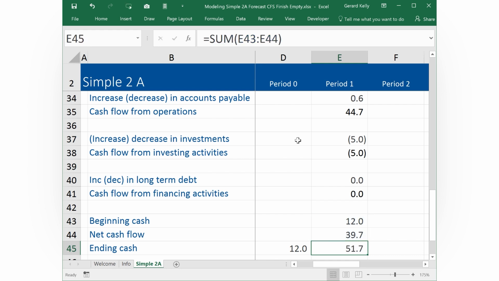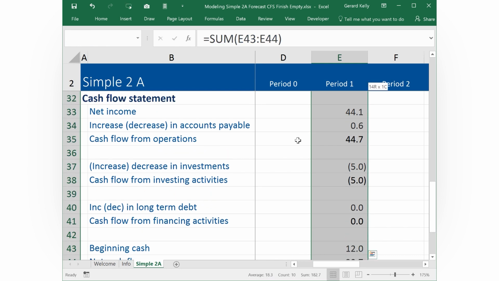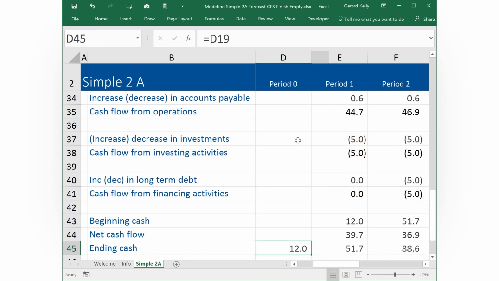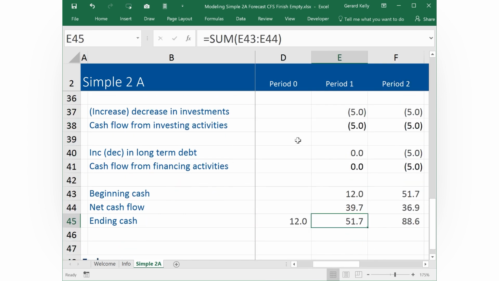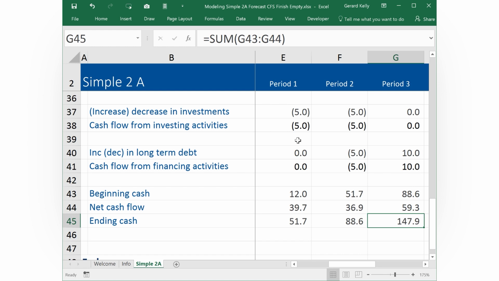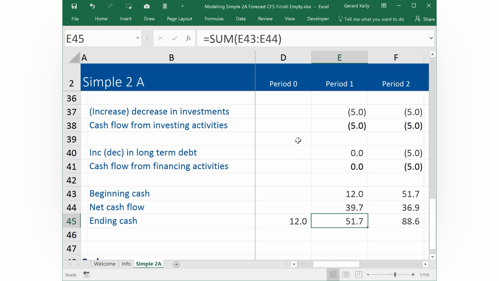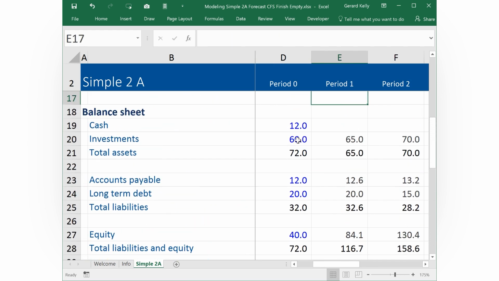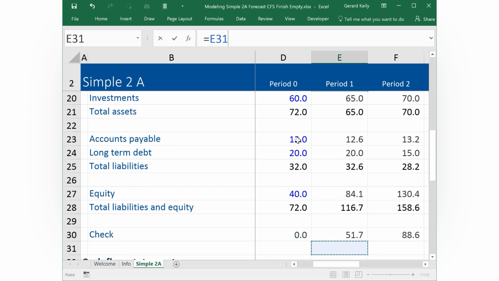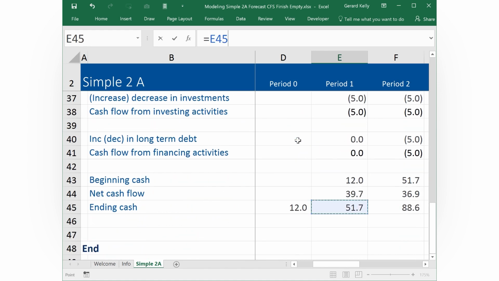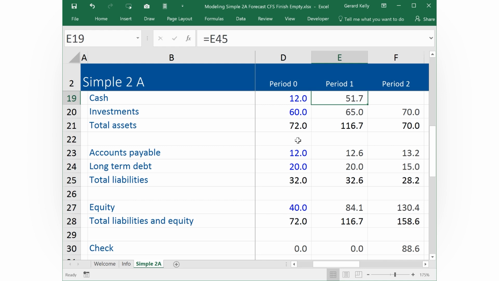Great. Let's copy the cash flow statement to the right. And I've got ending cash of 51.7, 88.6, and 147.9. Let's take those figures, let's put them up into the balance sheet, and hopefully our balance sheet will balance. So right up to the top, cash in my balance sheet in E19 equals 51.7. Does my balance sheet balance? Yes, it does. Fantastic. Whew, I'm getting excited now.